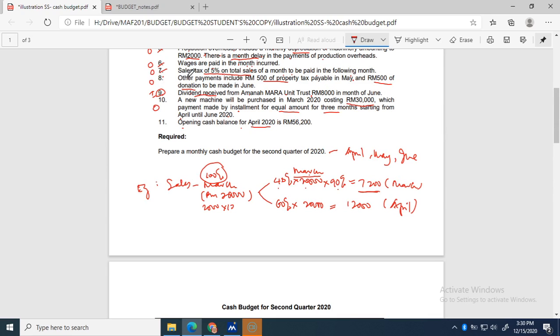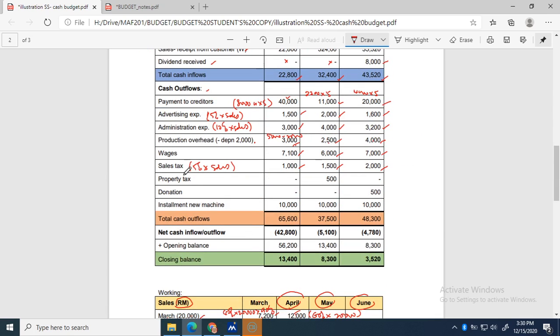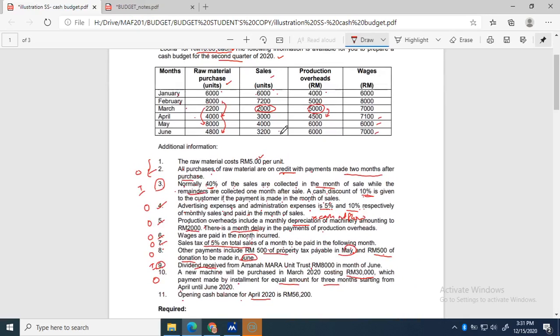Okay, number 8. Other payments include 500 of property tax payable in May, 500 for donation in June. So property tax in May paid 500. Okay, donation paid in June 500. Okay, then finish number 8.